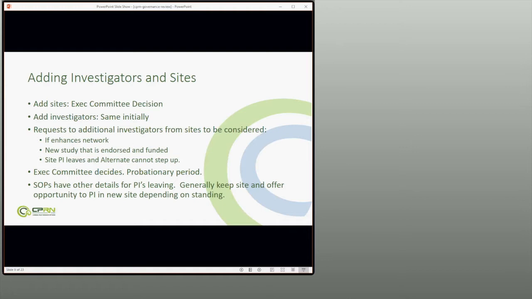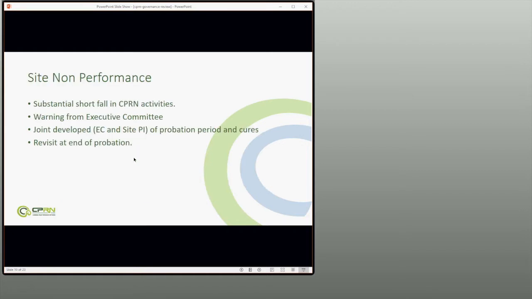The other thing that there are details about is that a study PI that leaves actually gets to continue to run the study, potentially adding their site, but even if they're not adding their site.